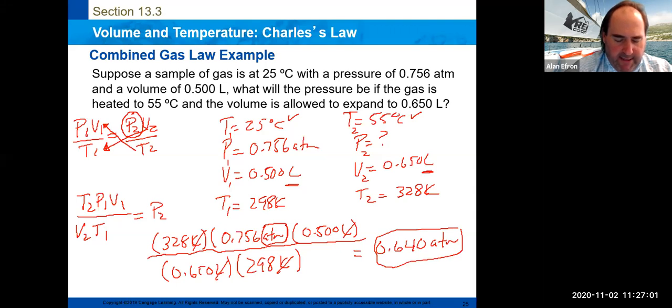So the combined gas law is really one that gives people a pretty difficult time sometimes. And again, it's the rearranging part here. So if it's easier, just remember opposite as you go across that equal sign, and that's a quick way to rearrange that really quick.